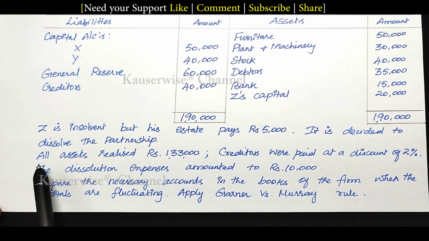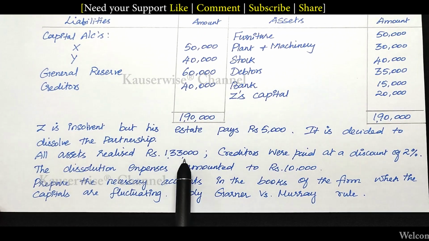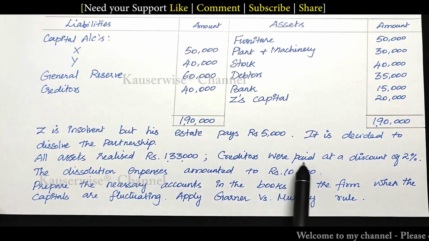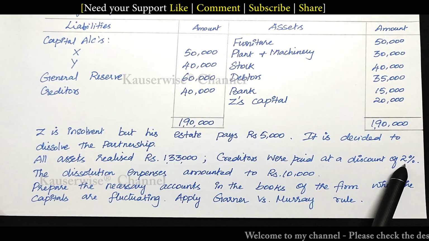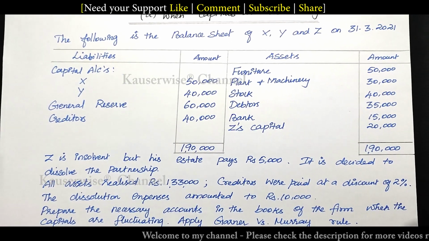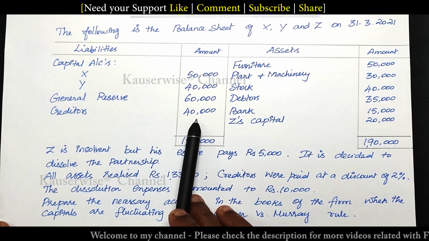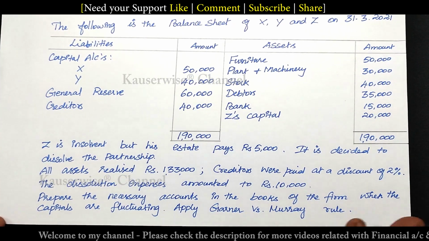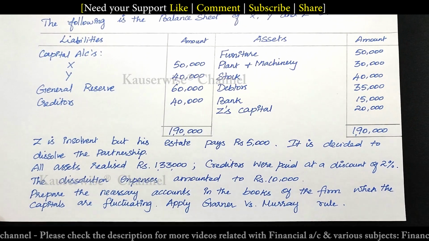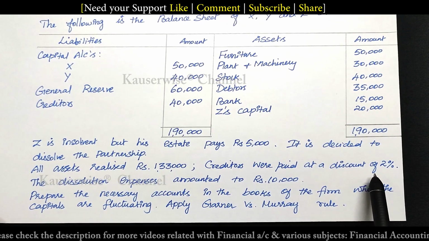All assets realized for rupees 1,33,000 and creditors were paid at a discount of 2%. So how much are the creditors? 40,000. With a 2% discount, the remaining 98% is paid off. Now we need to enter these transactions under the realization account, showing how much amount is inflow and how much is outflow.